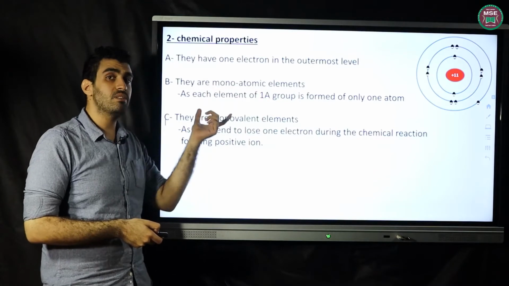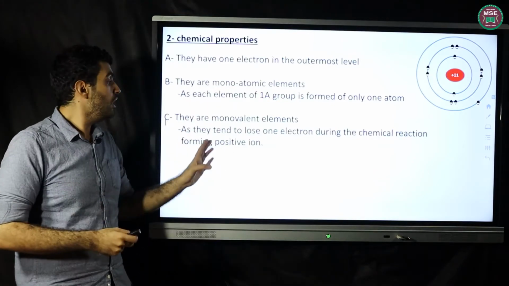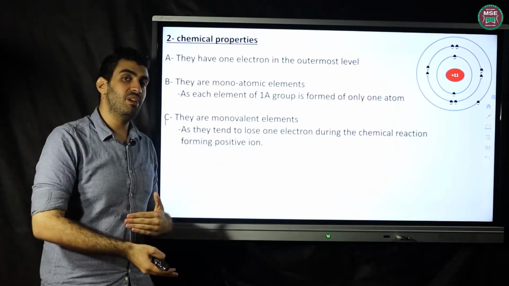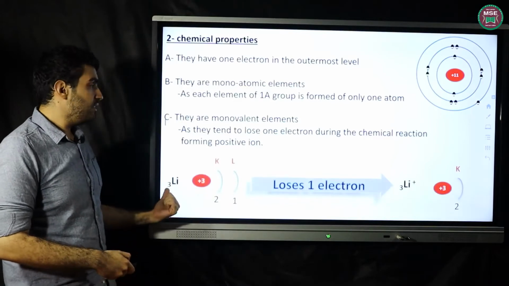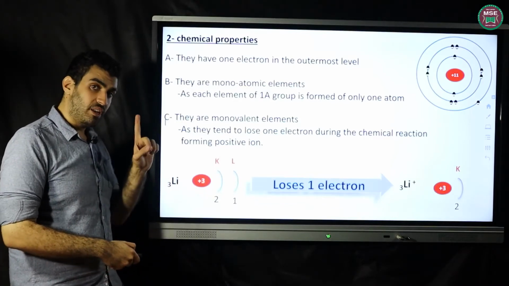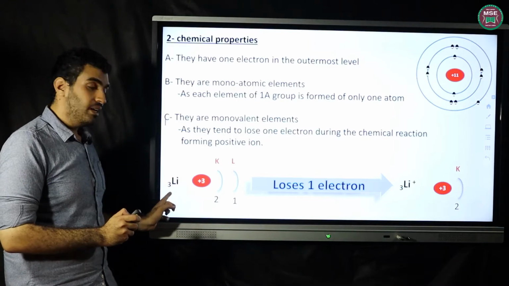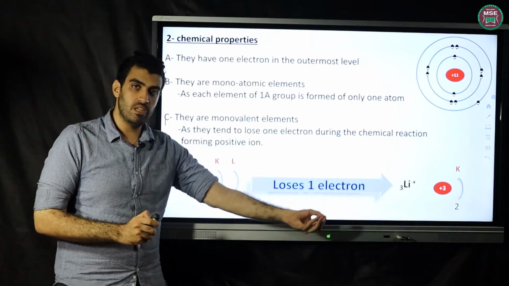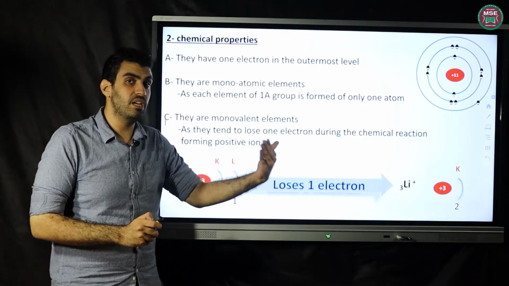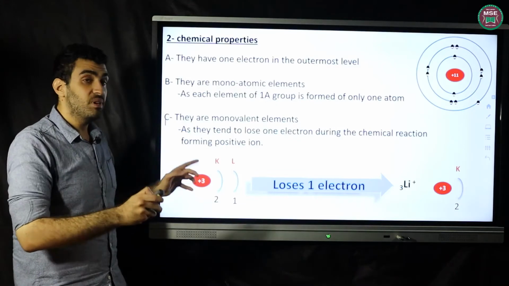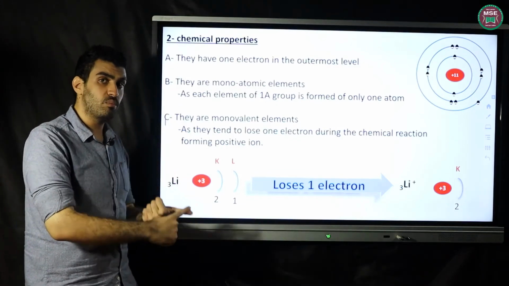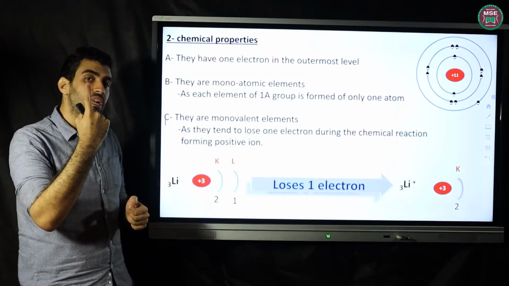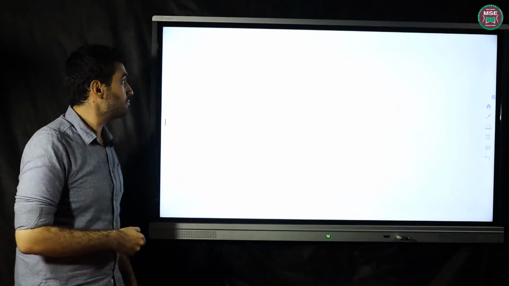Monovalent, monoatomic. What is the difference between monoatomic and monovalent? Monovalent means that they tend to lose 1 electron during the chemical reaction. As we said before, lithium is one of the alkali metals found in group 1A. Lithium, atomic number 3, electronic configuration 2, 1. It loses 1 electron. Why? To be more stable, to be like the nearest preceding inert gas. So any element found in group 1A has 1 electron in the outermost level, it's a monoatomic element, and it tends to lose 1 electron during the chemical reaction.